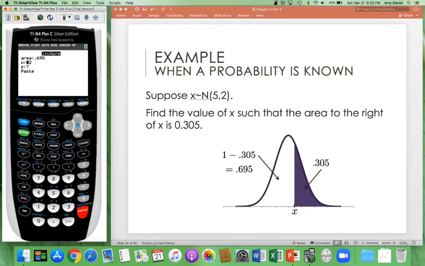Tell it that in this problem our mean is 5 and our standard deviation is 2. Right? And it gives us 6.02 and change. And that is the x value that we're looking for. All right, so that's how to get the calculator to do the normal distribution backwards. And in the next video, we'll do a couple of word problems.